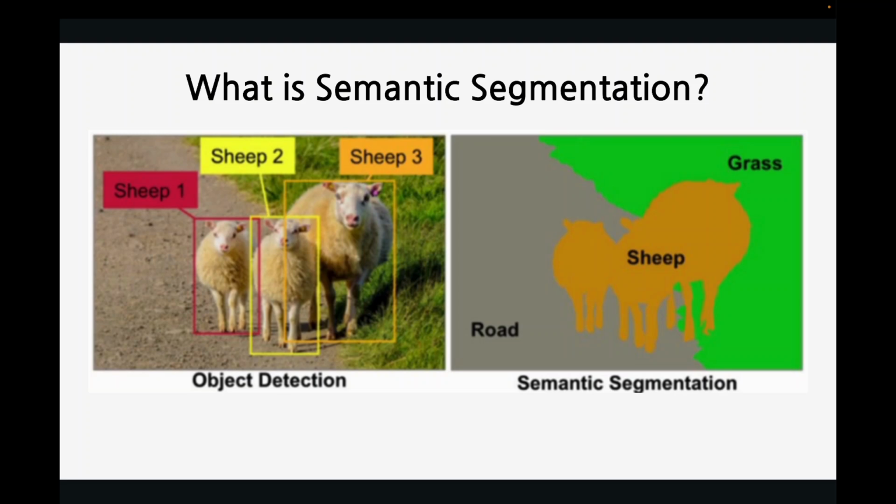Semantic segmentation is dividing objects in the image into segments which have meaning. Specifically, it is predicting which pixel belongs to which class. As you can see in the image below, the right one is an example of semantic segmentation. Every pixel in the image belongs to classes such as road, sheep, or grass.